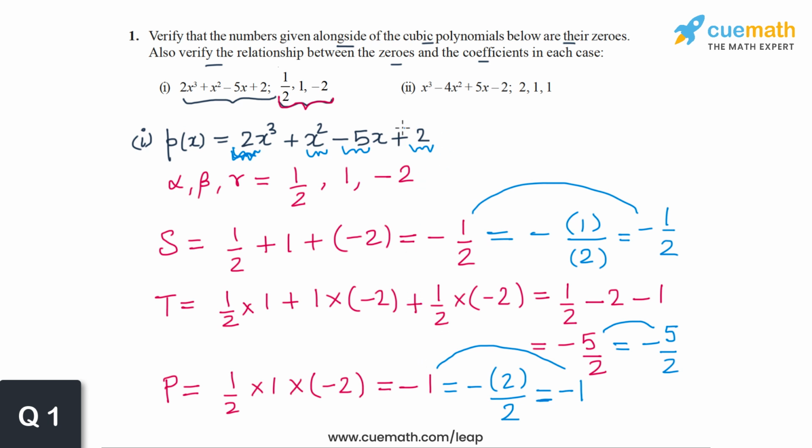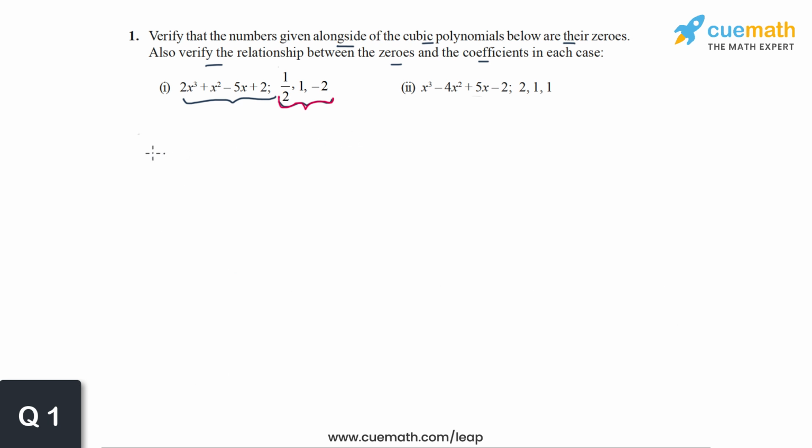Now let's do the same thing for part 2. In part 2, the polynomial given to us is x cube minus 4x square plus 5x minus 2. So let's assume this polynomial to be px again. So px is x cube minus 4x square plus 5x minus 2, and we have to verify whether the three numbers given to us, 2, 1 and 1, whether they are zeros of px or not.